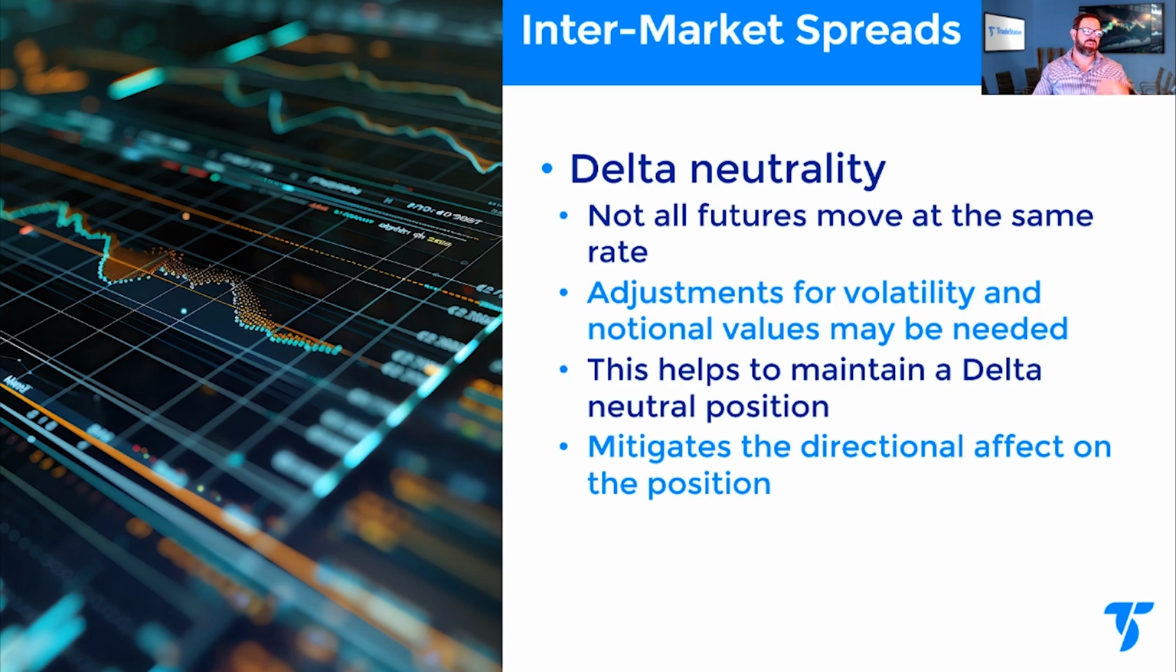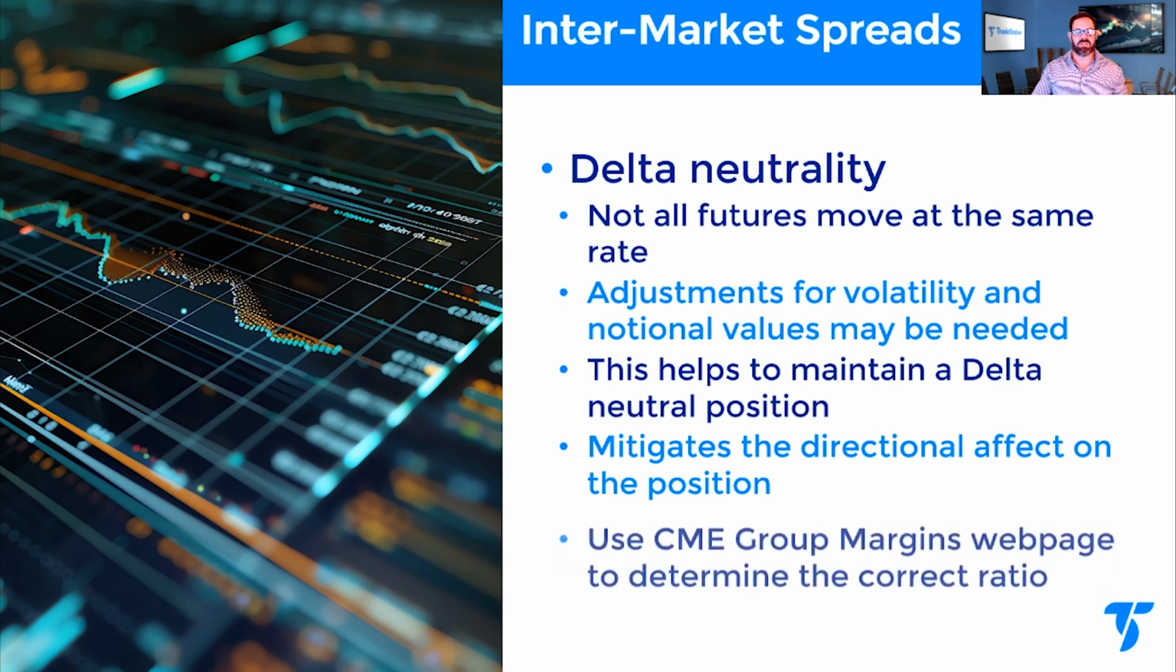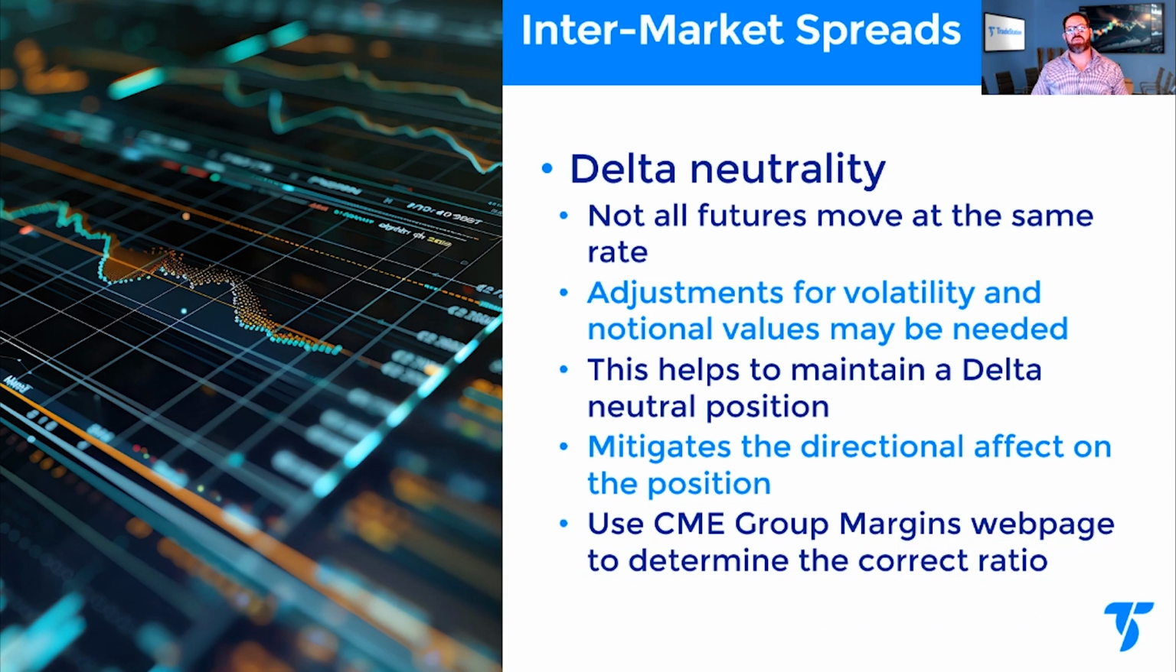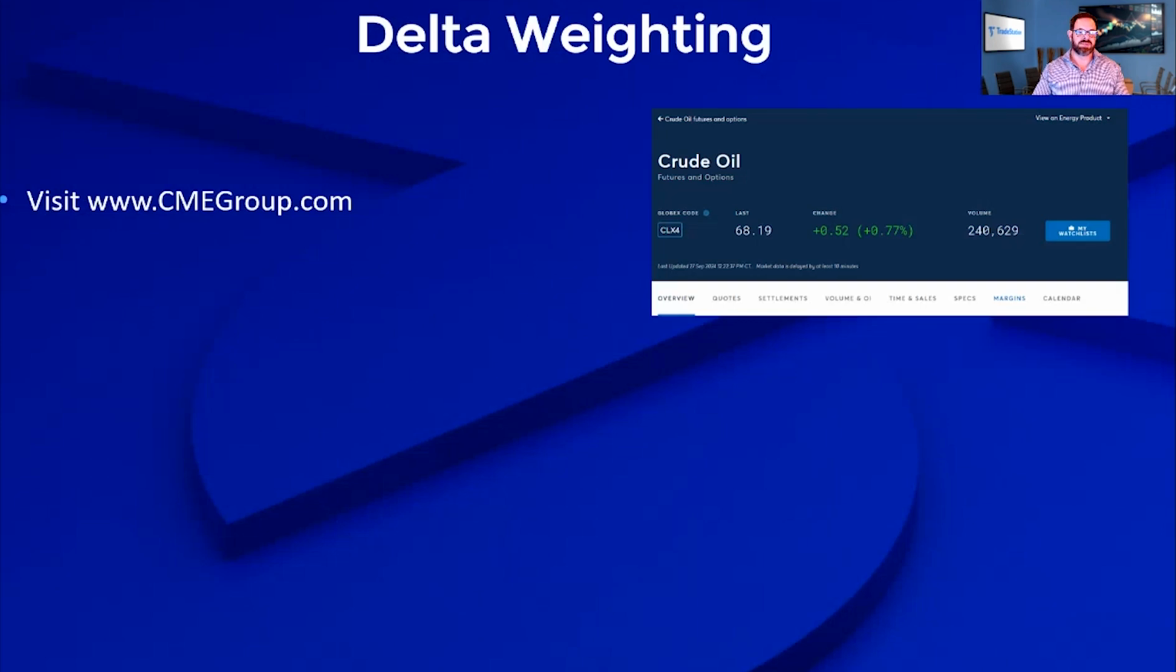Basically, if you were to do an intra-market spread, you're delta neutral because you're buying and selling the same security in different months. So you're making money when it goes up and losing when it goes up on the short, or vice versa, right? You're making money on your short, losing money on your long because you did the same security. We might need to weigh that out when you're dealing with related securities. On the CME Group's website, they have a margins web page, and it'll tell you the actual ratio you need to use. That's where you find it.